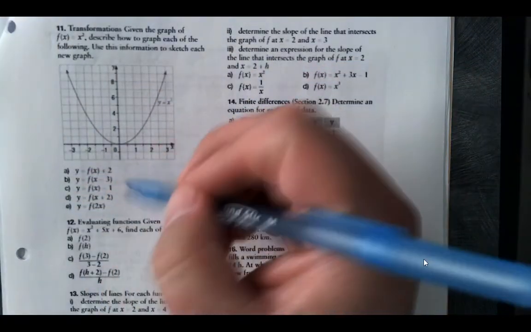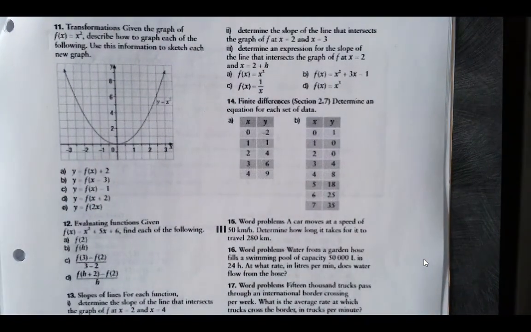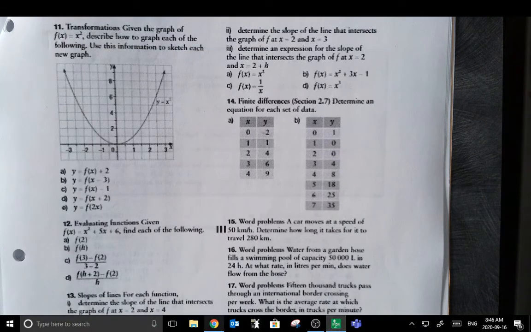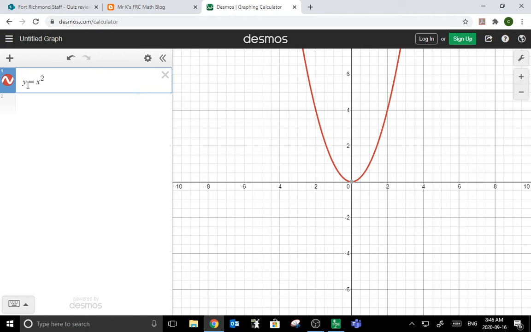how do these things change that graph? So I'm going to actually go to Desmos. Okay, so I'm going to start by graphing y equals x squared. Now, actually, instead of y equals x squared, I'm going to do f of x equals x squared.